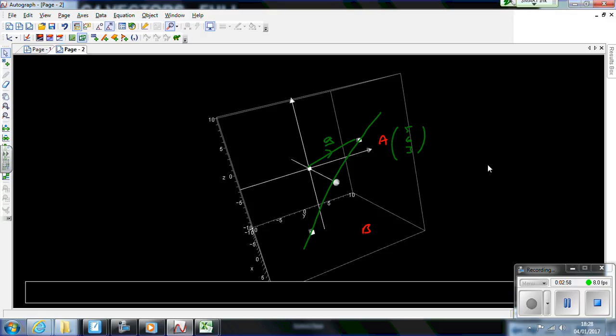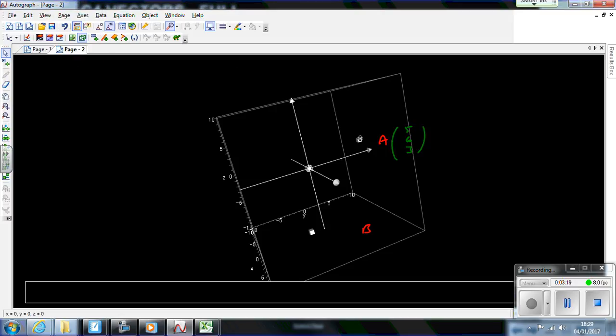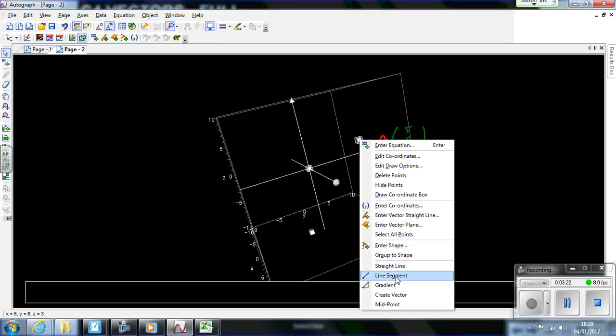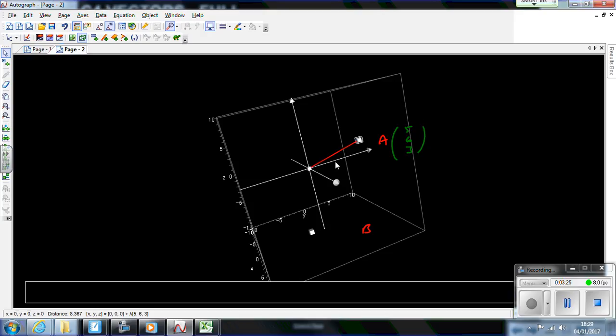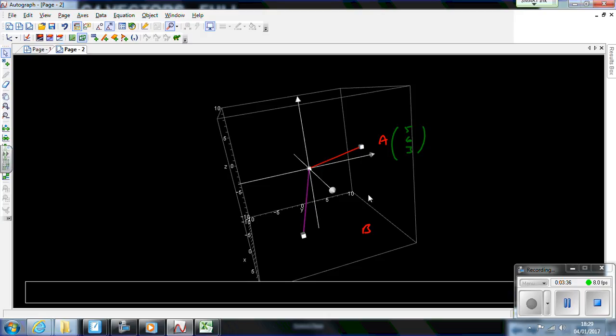So to make it even more pronounced, let's put that in Autograph as well. So can you see, there's the origin to the point A. So let's get rid of that line. Origin, point A, line segment between them, and then origin and point B, line segment between them. These are the vectors describing A and B, aren't they? The red and the purple.